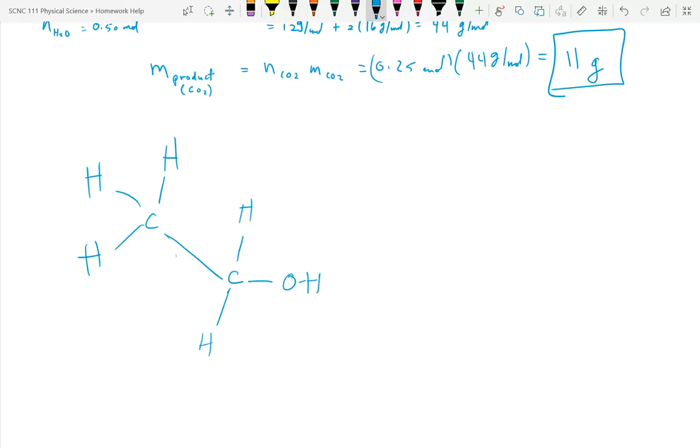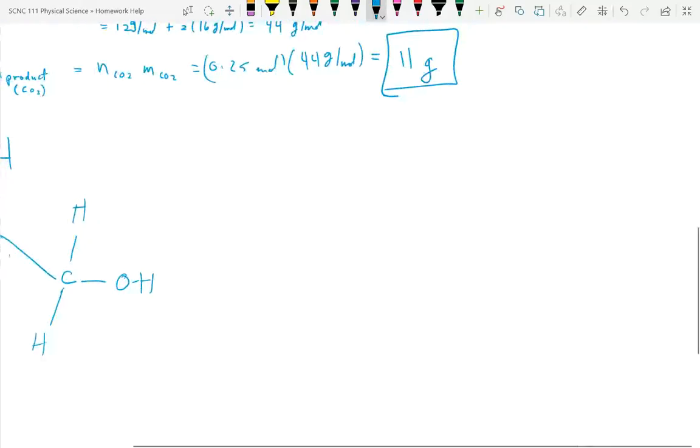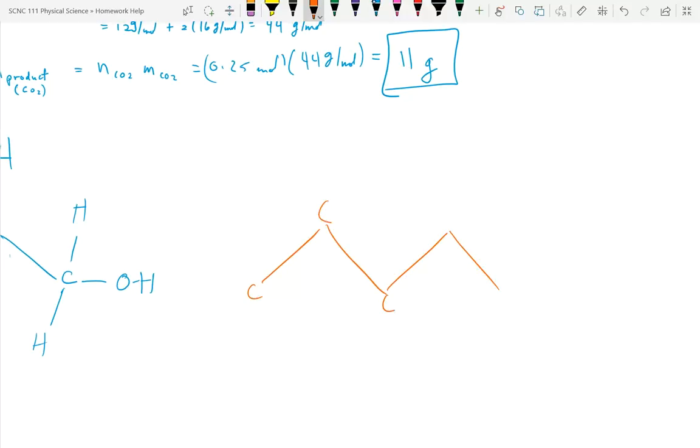Well, another thing we talk about in our gasoline is the octane. Now, octane does not mean how much octane does it have. But octane is a molecule. What do you suppose oct means? 8. So octane is a chain that has 8 carbons.